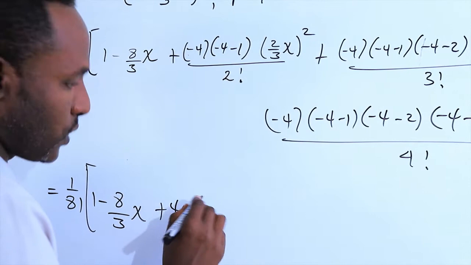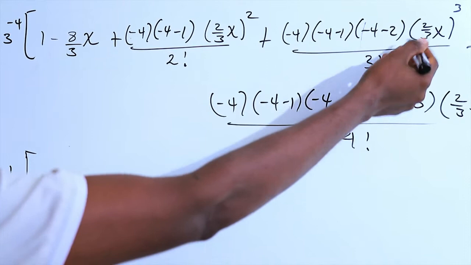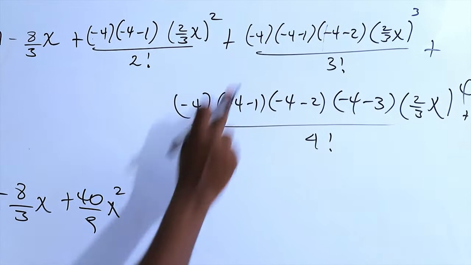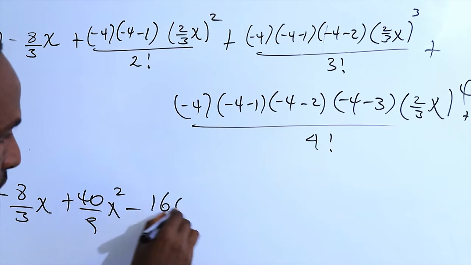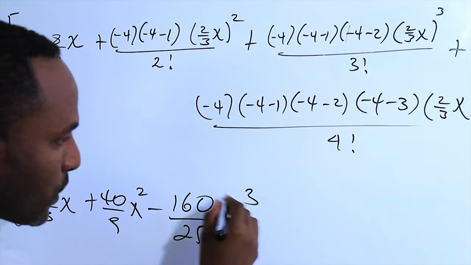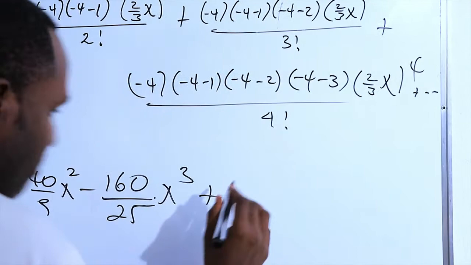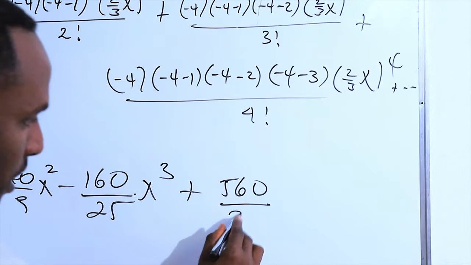Plus minus 4, minus 5, minus 6, multiplied by 2 over 3 to the power of 3, which is 8. So all this simplifies, with the negatives, to negative 160 over 25x to the power of 3. And from this also, negative, negative, negative, negative, 1, 2, 3, even, since this is positive, the result becomes simply 560 when you simplify it, over 81 times x to the power of 4, plus all this.